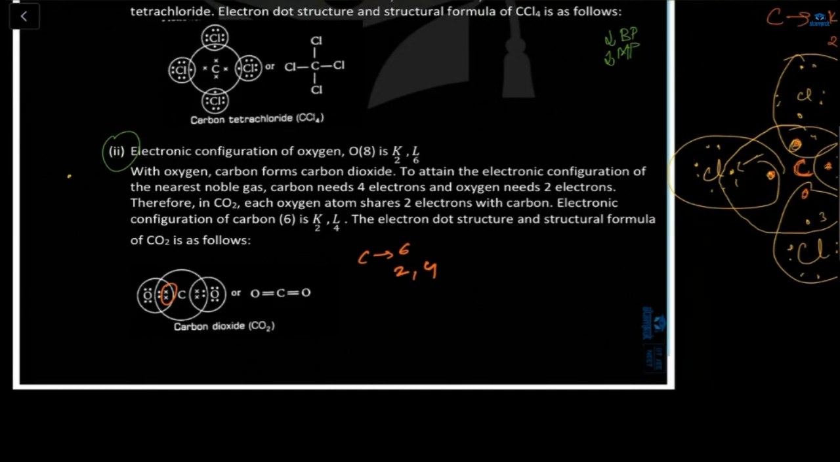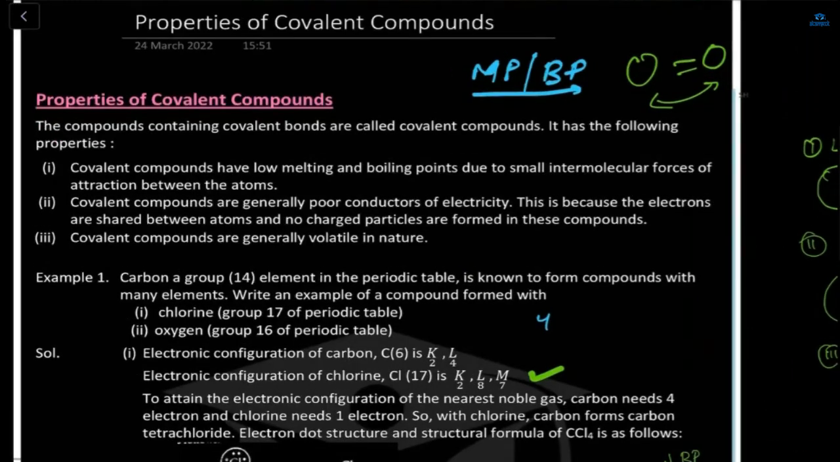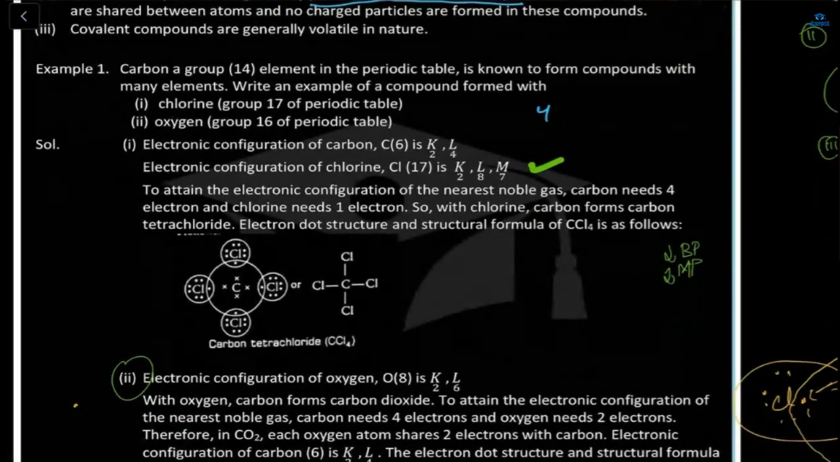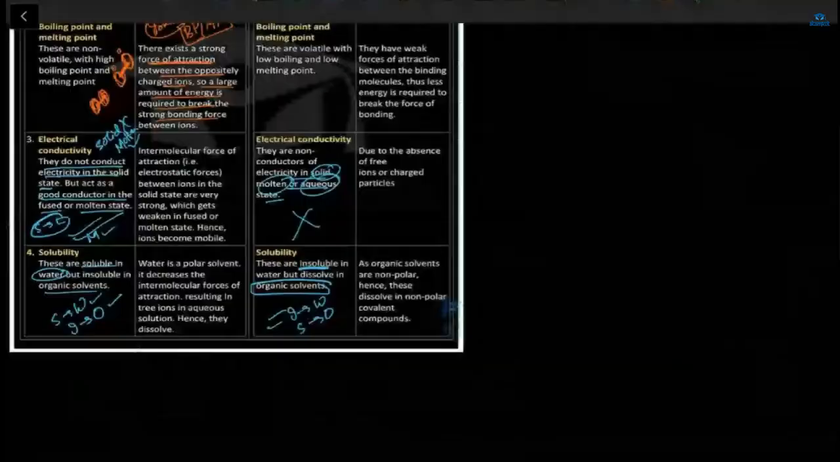Wait, I have to remember. I know the answer. It does not conduct electricity. Boiling and melting points are low, I guess, because they share electrons and they break very easily. They are not hard. They have weak intermolecular forces. Yes, this is the opposite of ionic compounds. So this is the difference.